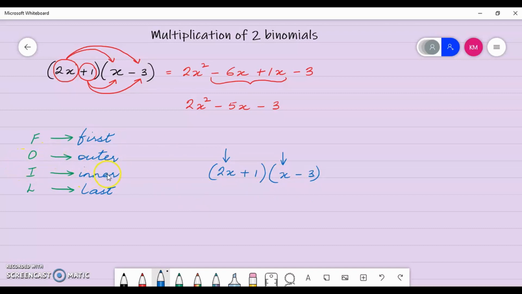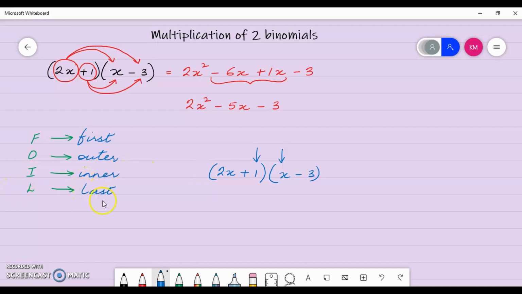Or outer. My outer terms are going to be the ones at the outer ends. Notice this term is in the outer end, it's at the outside, and this term is at the outside. So these two terms are the terms I'm going to multiply next. Inner. These two terms are on the inside. So these are the two terms that I'm going to multiply next.